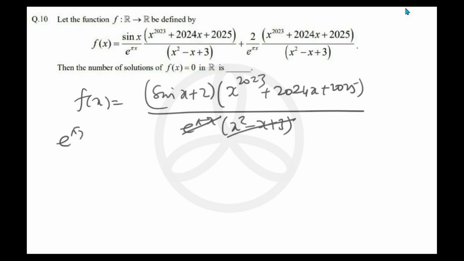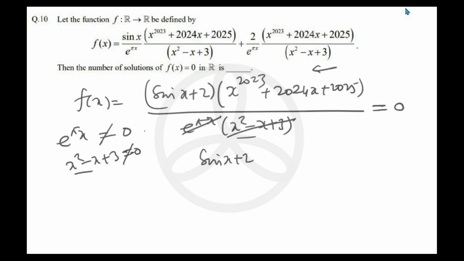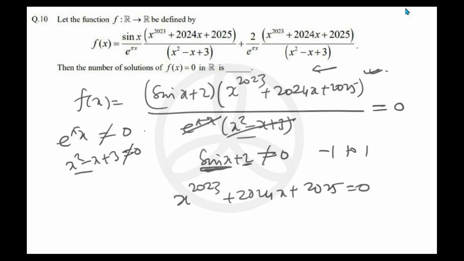So we straightforward say x is not equal to 0, and this is also not 0. It will not offer any solution when we compare with 0. Either sine x plus 2 should be 0 or this should be 0. This will never be 0 because the range of sine x is actually minus 1 to 1. So it will never be equal to minus 2, and hence it will never be 0. So this also offers no solution for us. We are just left with this expression 2023 plus 2024x plus 2025 is equal to 0.